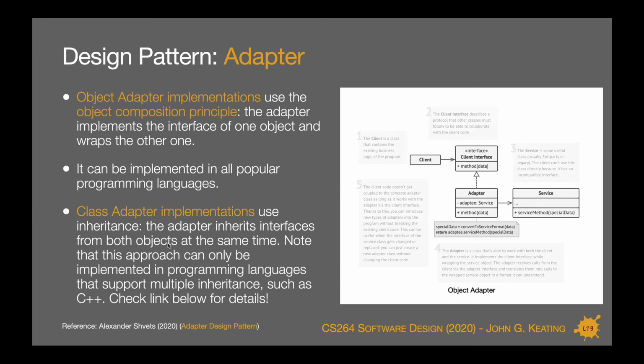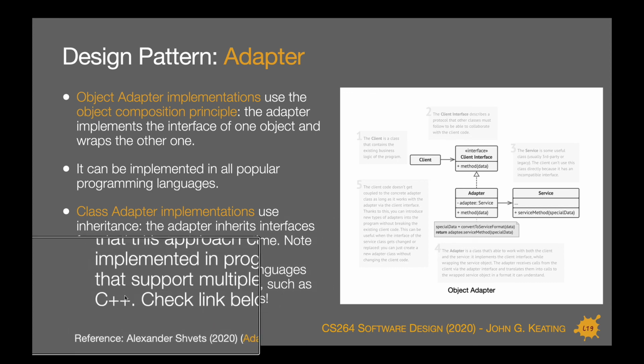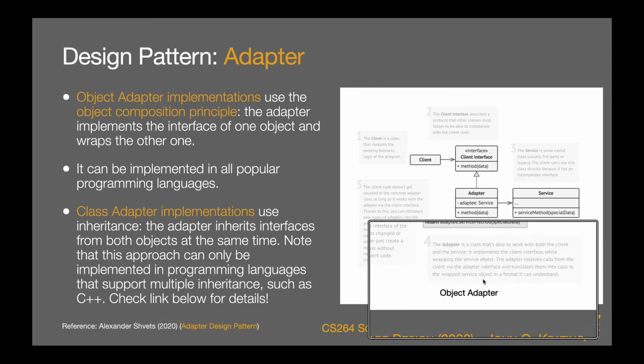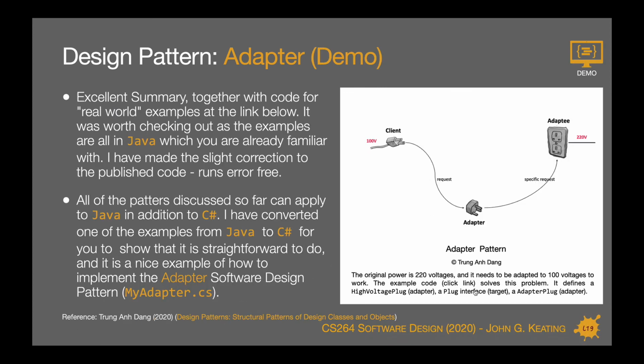The class adapter implementation uses inheritance. So we have a notion of using either object composition or object inheritance. What happens in class adapters is that the adapter inherits interfaces from both objects at the same time, and that can really only be implemented in programming languages that support multiple inheritance, such as C++. So if you go to this link here and look at the C++, you'll find some information. It's nice.